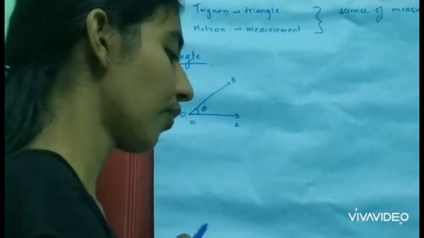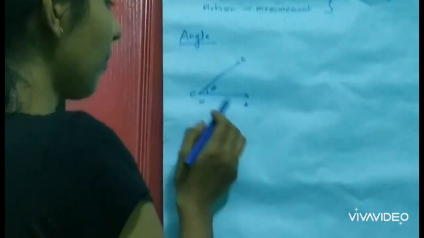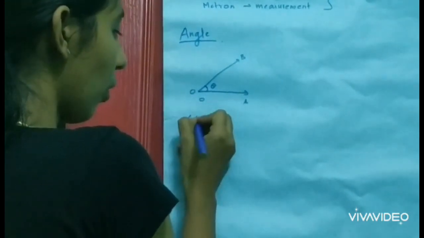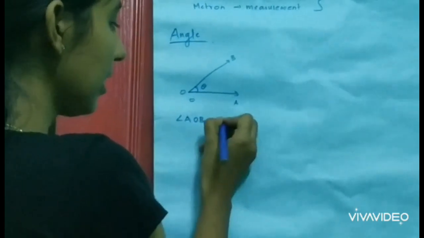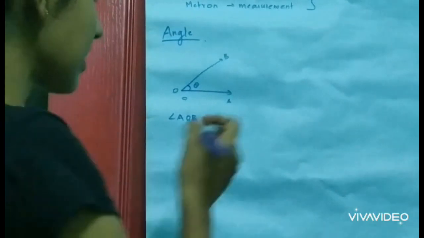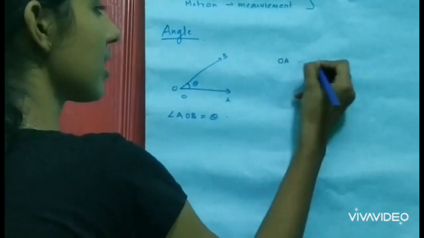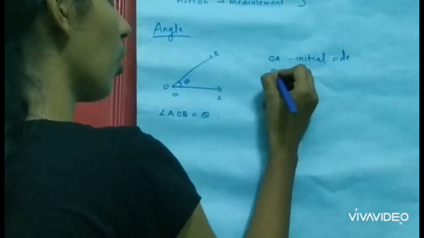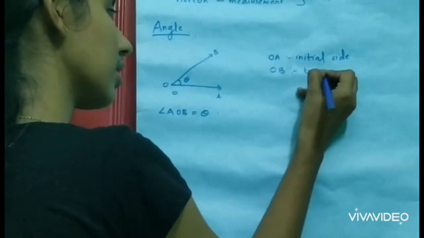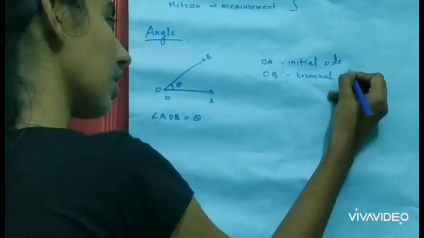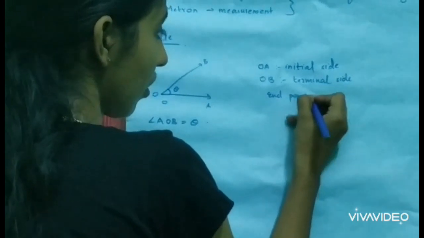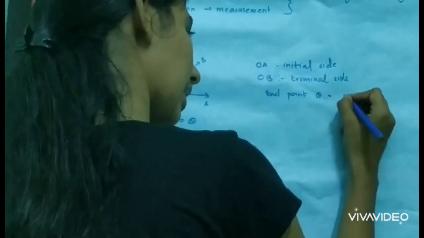Before moving on to the trigonometry concept, let me first introduce what angles are. For that, let us consider a ray OA that is rotated about its endpoint O and takes a position OB. Therefore, it generates an angle AOB. Let this angle AOB be theta. Here, OA is the initial side, OB is the terminal side, and the endpoint O is the vertex of the angle.